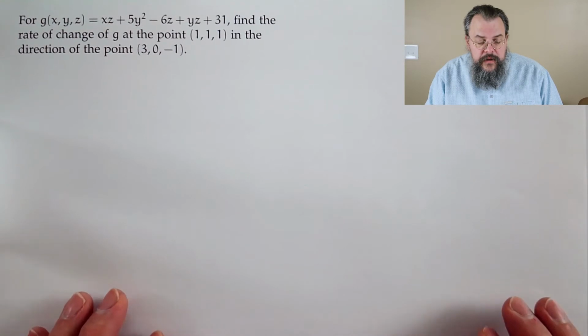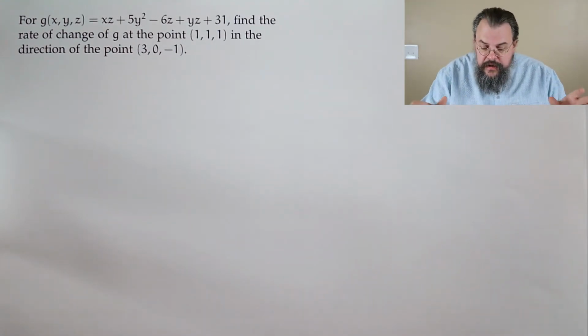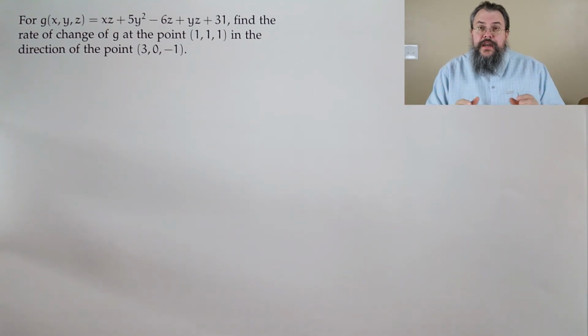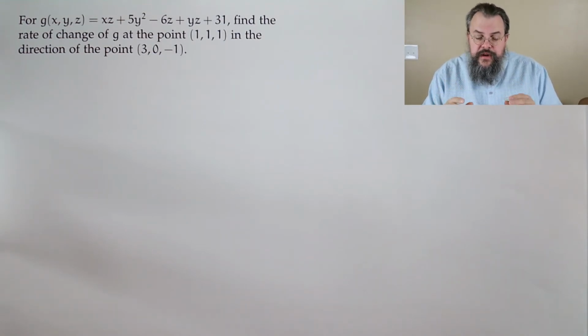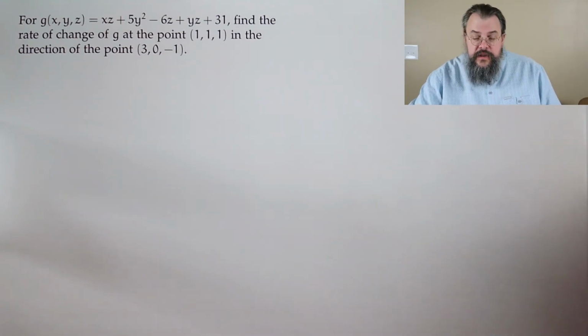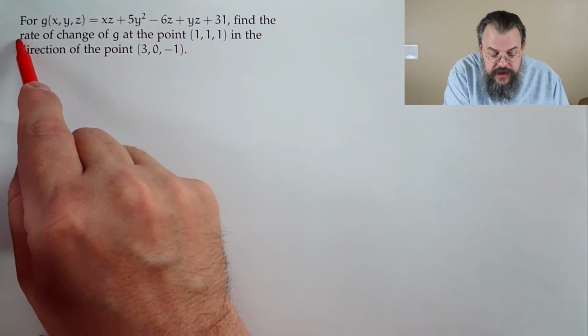So, suppose you have the function g of x, y, z, and it's written there. Find the rate of change of g at the point 1, 1, 1 in the direction of the point 3, 0, minus 1. Okay, so we have a function, and there's, of course, this really important phrase, rate of change.